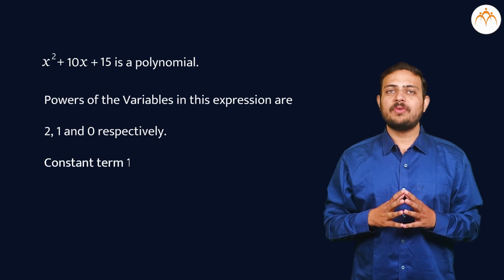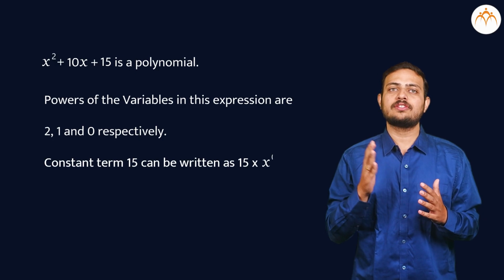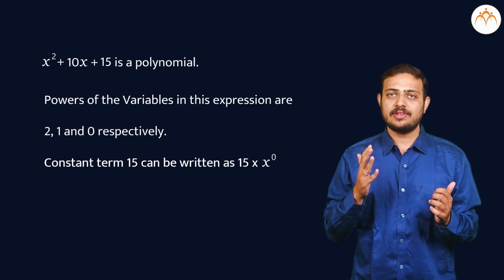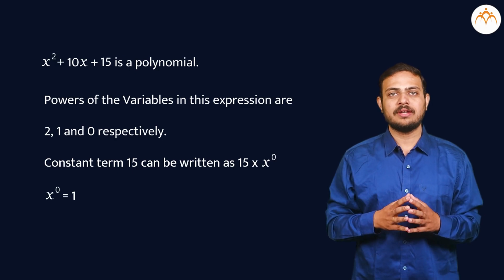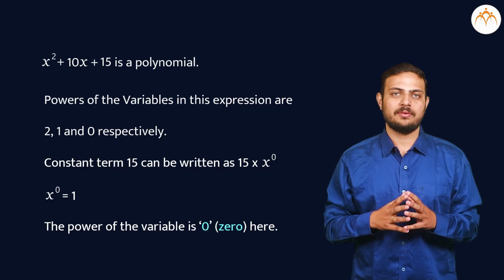The constant term 15 can be written as 15 into x raised to 0, because x raised to 0 is equal to 1. Therefore, the power of the variable is 0 here.